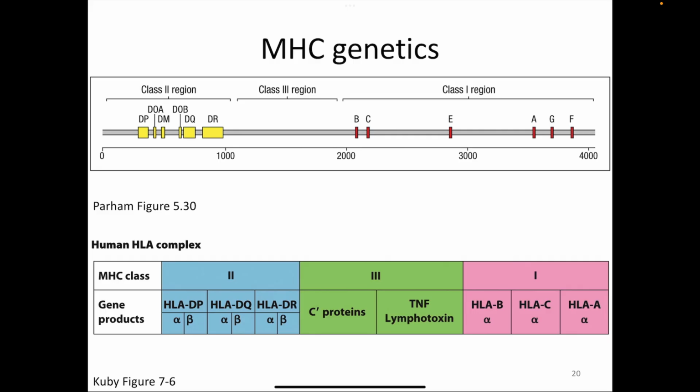But MHC is found on the short arm of chromosome 6 in humans. And it's basically the entire short arm of chromosome 6. It's a big part of your genome.